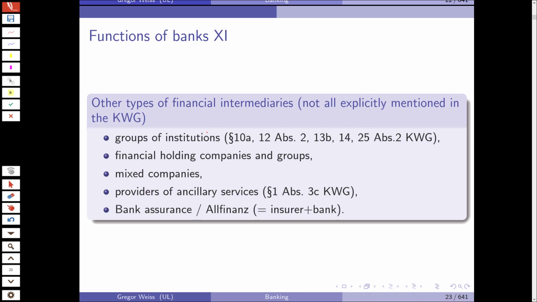Something that is more interesting is bank assurance. Sometimes also written together, bankassurance. In German we call this Allfinanz. No layman knows what Allfinanz is in Germany anymore. What is Allfinanz? What is bank assurance? Bank assurance is the idea, if you're a bank or if you're an insurance company, you buy the other type and you form one financial conglomerate that offers banking and insurance.